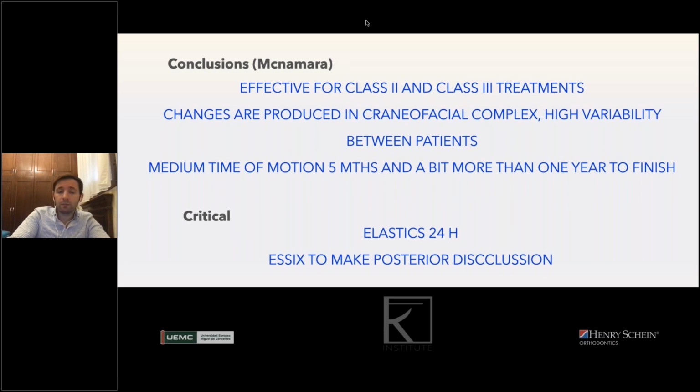We need to use the elastics 24 hours. We need to change the elastic 3 times a day. So, 3 times a day. And we need an Essex in order to make a posterior disclusion. If we make a posterior disclusion, we are going to eliminate the interarch friction, and the teeth are going to move faster.